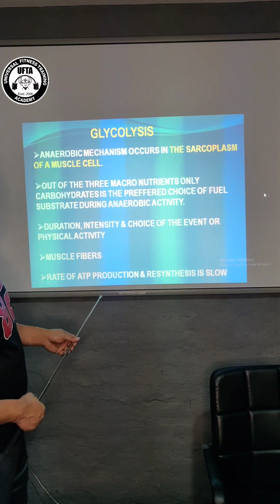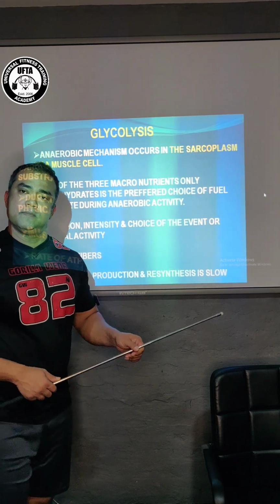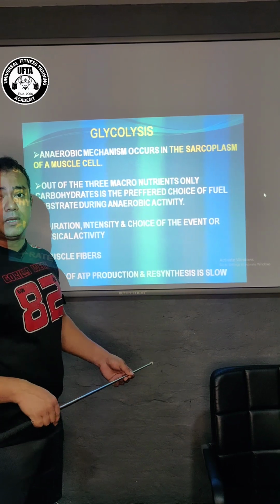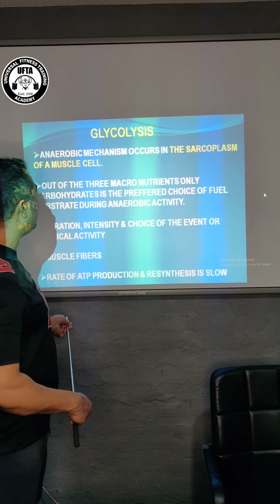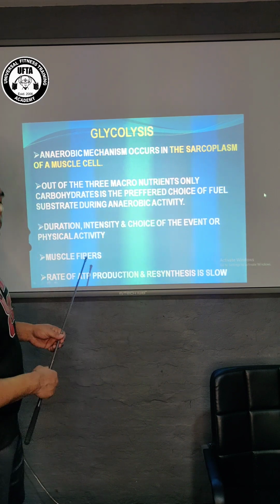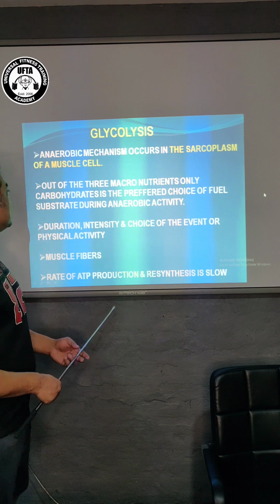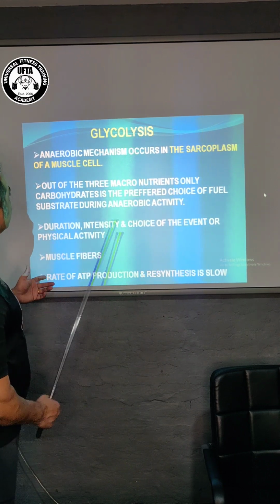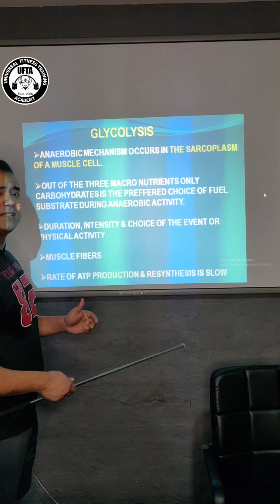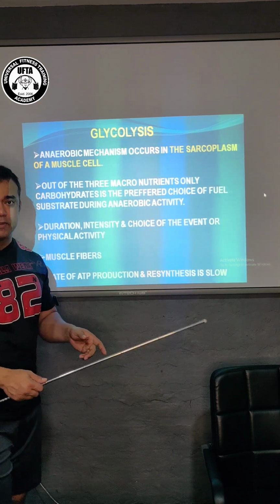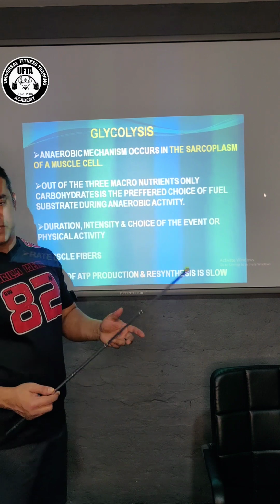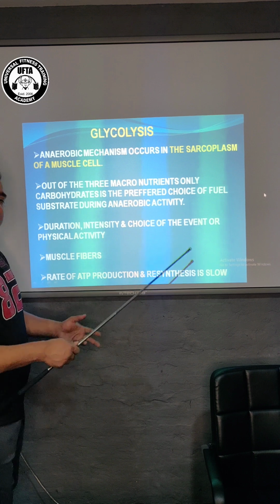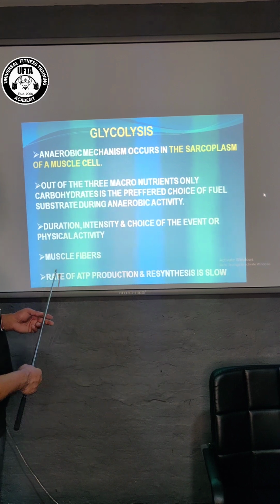And the second system is glycolysis. This is also part of the anaerobic mechanism, and the glycolysis system is also known as the short-term energy system. So in this anaerobic mechanism, glycolysis produces ATP, and that ATP is generated in the cytoplasm of the muscle cell. Out of the three macronutrients, same as phosphagen, it utilizes more carbohydrate.